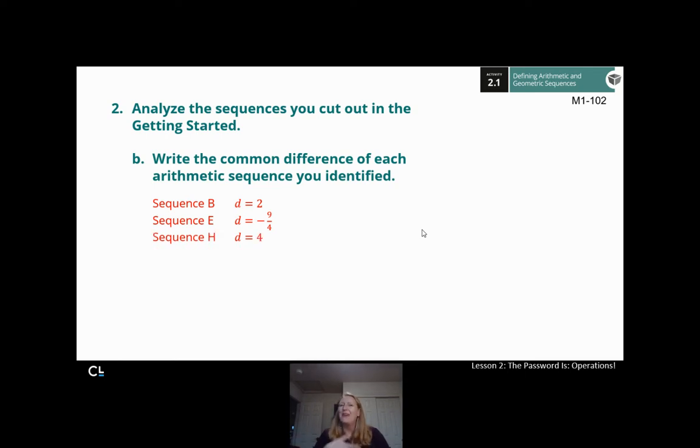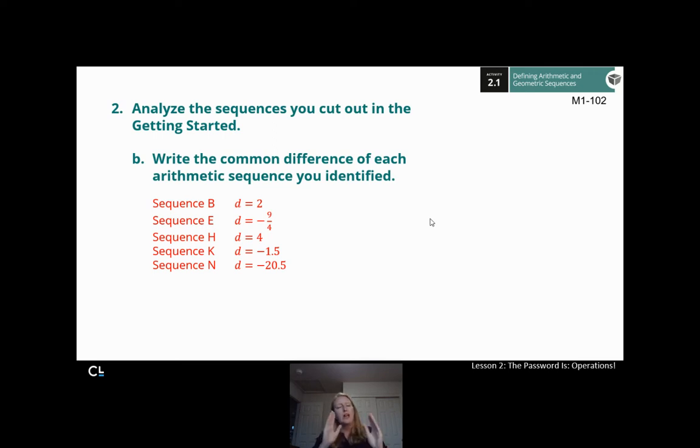Sequence H, I was adding 4. So D equals 4. Sequence K, I was subtracting 1.5. So I said D equals -1.5. And for sequence N, I noticed we kept subtracting 20.5 over and over again. So D equals -20.5.